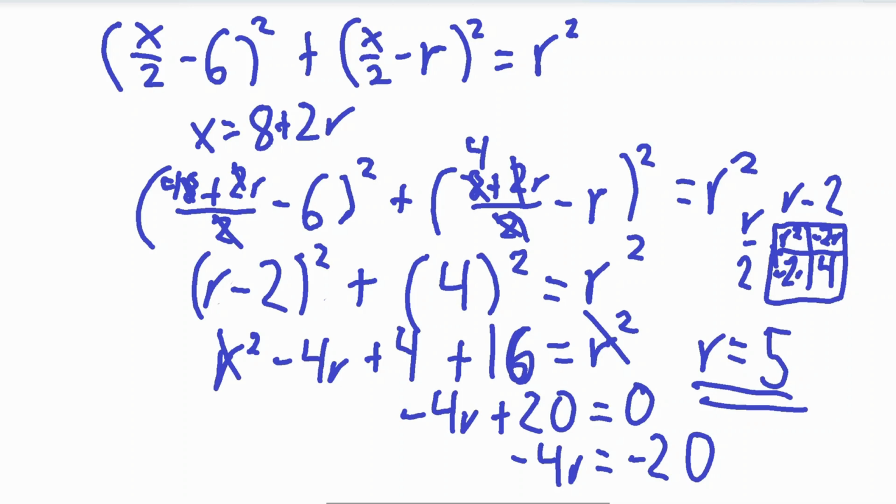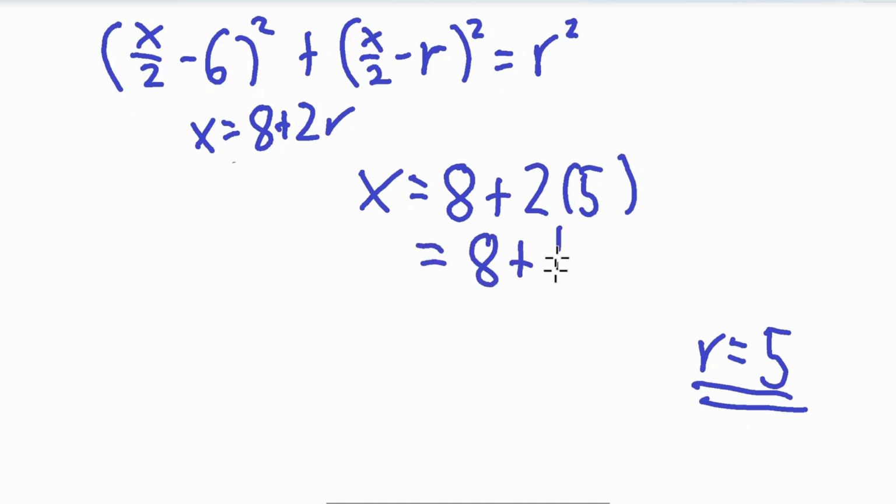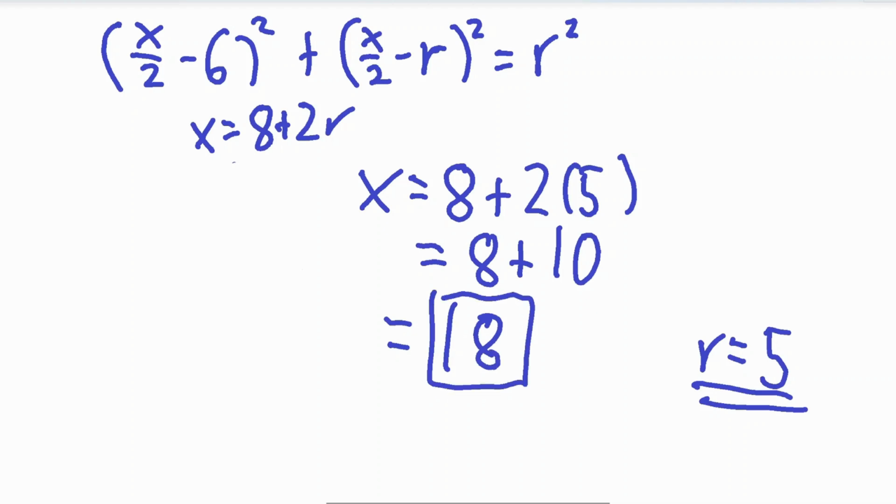But remember, the question asks for the x value, so we're not quite done. Okay, so we got our r value as 5, and now to solve for x, we just plug the 5 into our x equation to get our answer. So x is equal to 8 plus 2r, and r is 5, so that's 8 plus 2 times 5, which is 10, which is equal to 18. So our x value from the beginning of the problem, the side length, is equal to 18.